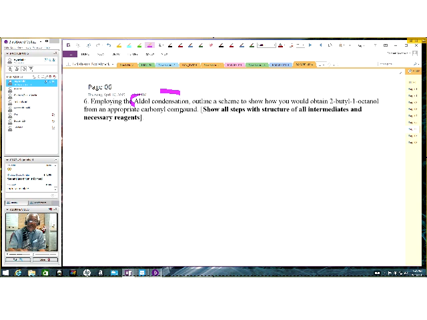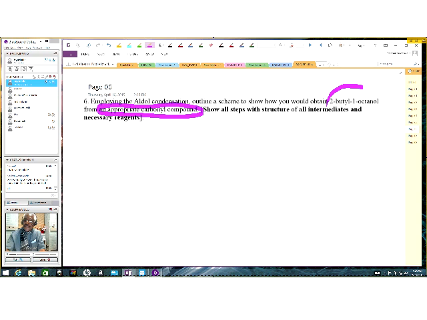Right away, they have told us that we need to use aldol condensation. Keep that in mind. They've also told us that you need to use an appropriate carbonyl compound. In other words, it's only one carbonyl compound you have to use. So we know that. Finally, they told us to make this molecule here, 2-butyl-1-octanol.